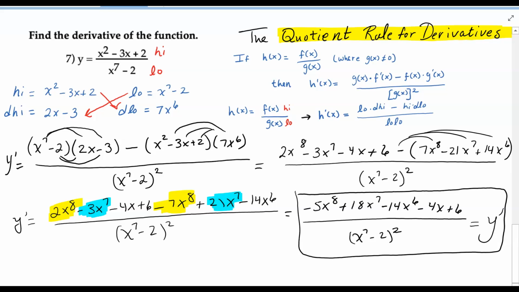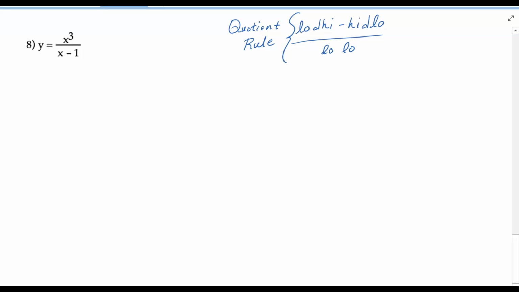So let's go ahead and take a look at another example. Okay, so here's another example, and we're going to continue to apply the quotient rule here. This one looks a little bit easier. Let's call this high and this one low. All right. And let's see. We've got high is x cubed, low x minus 1. All right. D high is going to be the derivative of the top, 3x squared. And D low is going to be the derivative of x minus 1, which is just 1. All right. That makes it super simple.